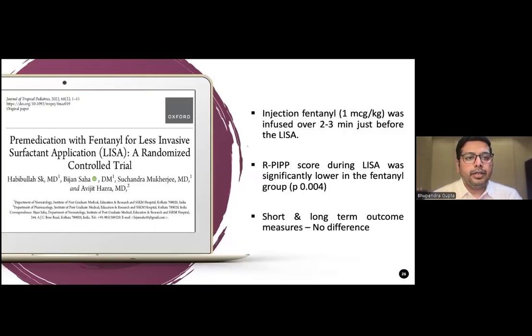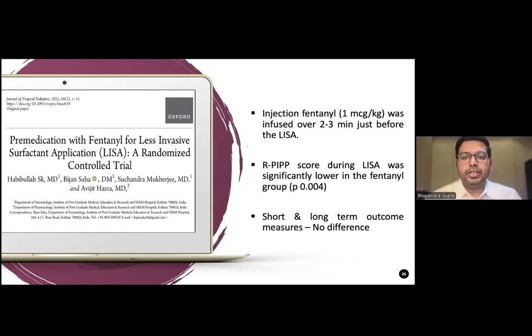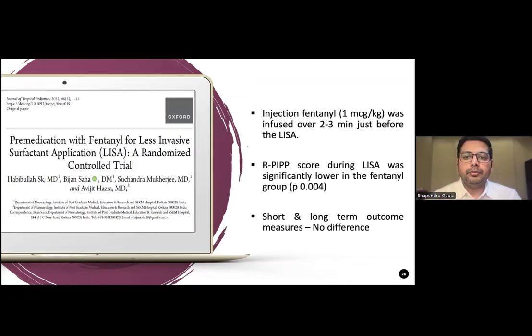Now, again, in SSKM, we have published an RCT regarding the pre-medication. In that study, we gave fentanyl 1 microgram per kg over 2 to 3 minutes, just before the LISA procedure. And in our study, we found the revised preterm pain profile score during the LISA was significantly lower in the fentanyl group. But there was no difference in short and long-term outcome measures.